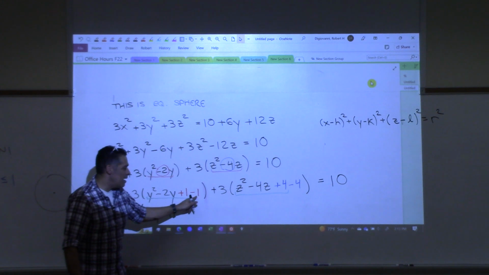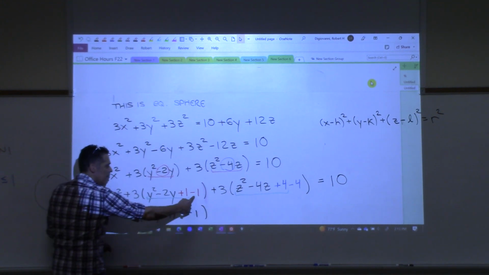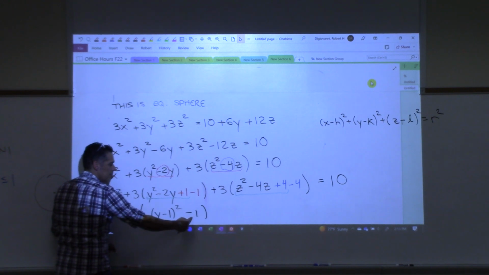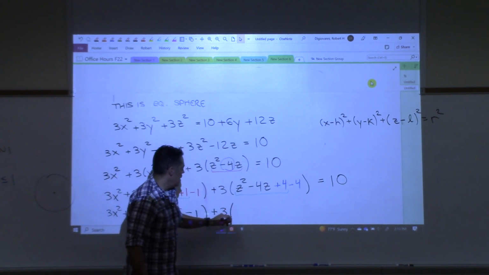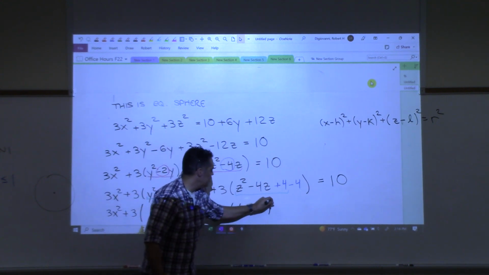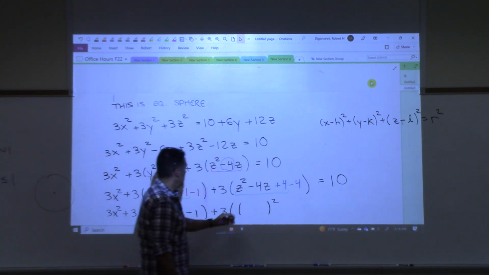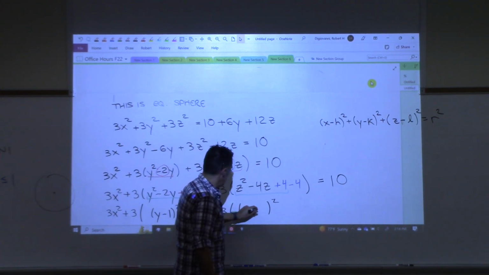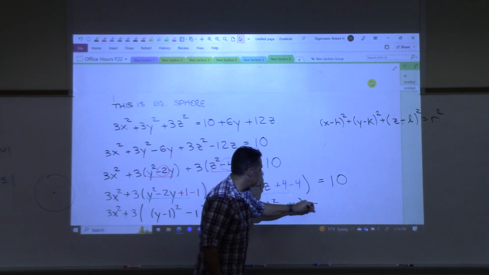Now you still have a minus 1 here, right? You still have that minus 1 right there. And then plus 3, and then now you factor these 3. What should that turn into? Something squared, what? Z minus 2. Z minus 2 squared, and then you still have the minus 4 back there. And you still have equals 10.